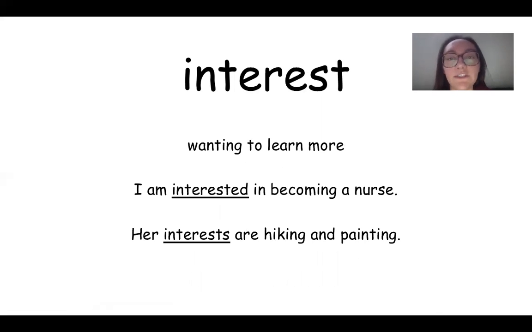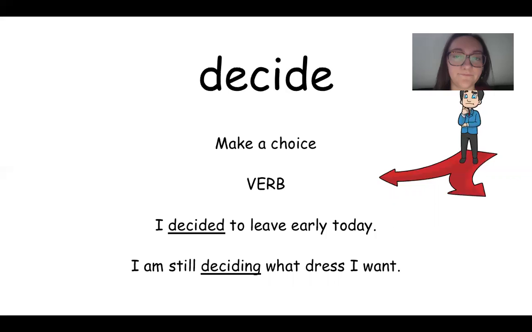Interest. Interest is wanting to learn more about something or someone. And you can use it like it's a verb. So I am interested in becoming a nurse. That means that you want to learn more about it. You want to do it, right? Also, you could say her interests are hiking and painting. So that just means she likes to learn about, she likes to do hiking and painting.